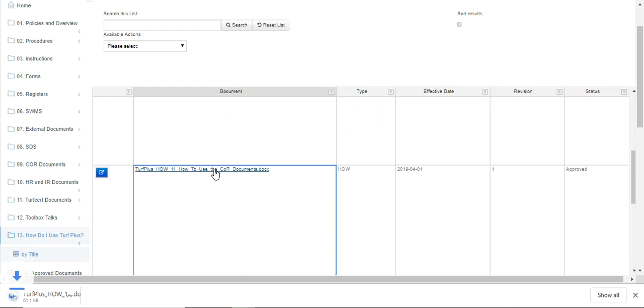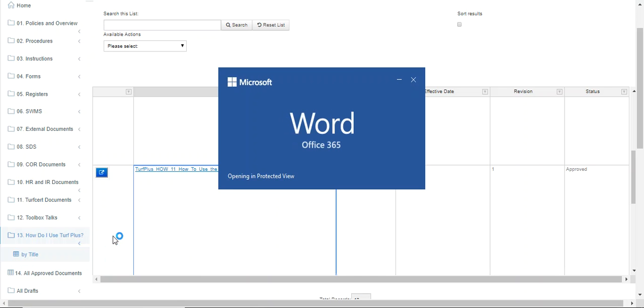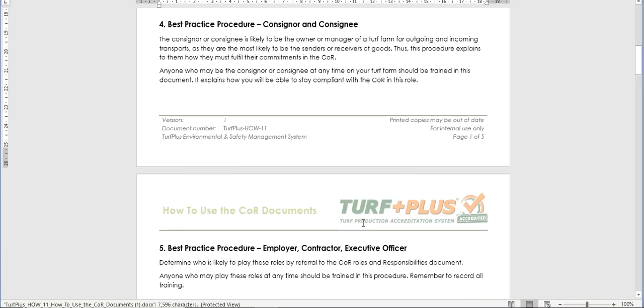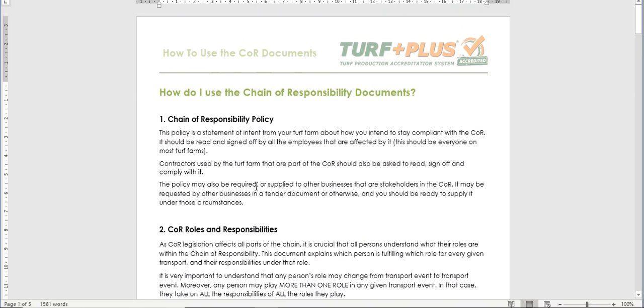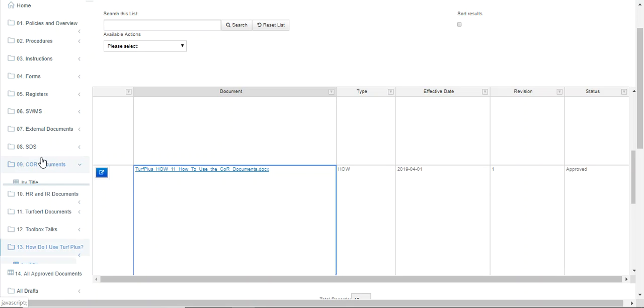And here's how to use all the documents. So it explains every single document like I've just done there. Well, I didn't explain all of them. This explains every single document in your system. So there's no excuse for not understanding this, I think, after all that. And that is how you use the chain of responsibility documents.